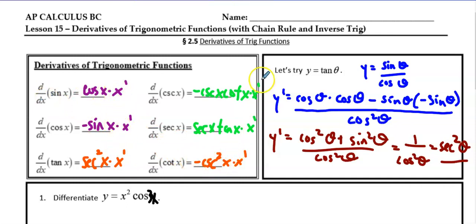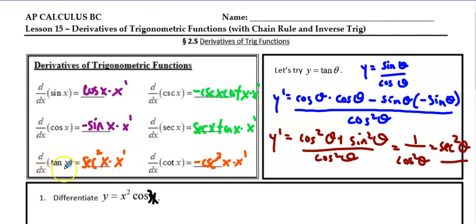Notice that all of these are multiplying by u prime. Talking about the chain rule for trig functions, when you find the derivative of, let's say, sine theta, you find cosine of that same theta, and then you have to multiply by the derivative of theta. And that's exactly what you see for all of these.